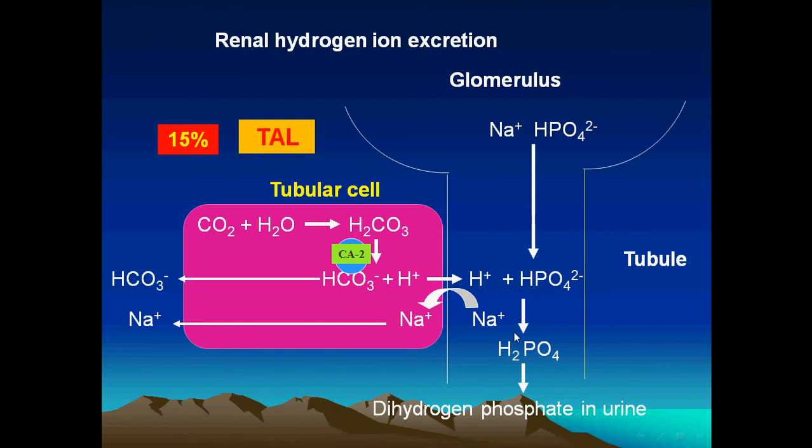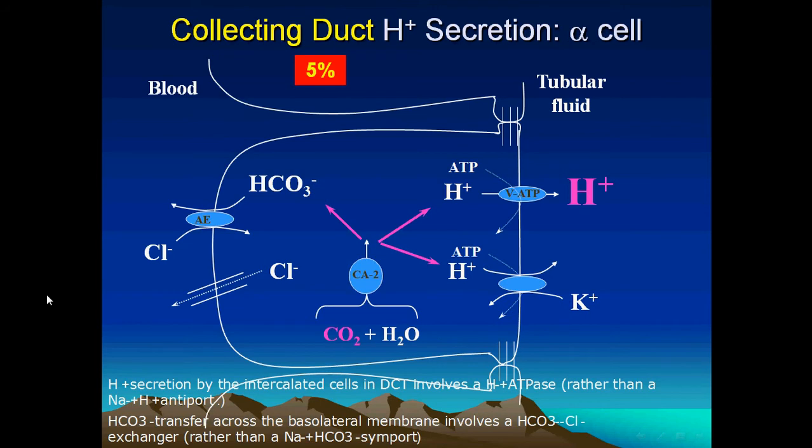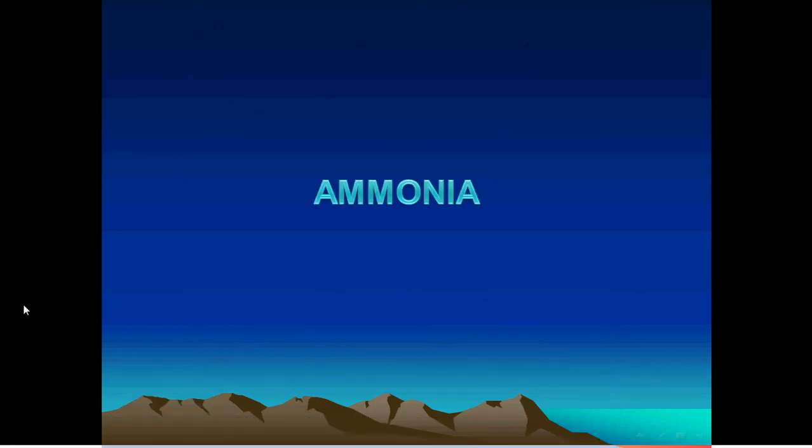So the buffer is lost in the form of monosodium dihydrogen phosphate, and one atom of sodium is absorbed with bicarbonate. So we restore the sodium bicarbonate in this process. The same happens in the collecting tubules, but here the carbonic anhydrase produces hydrogen ion, which is excreted by its pump or in exchange with potassium.